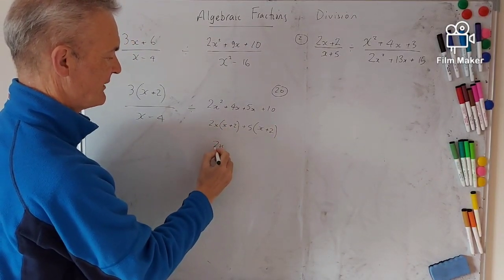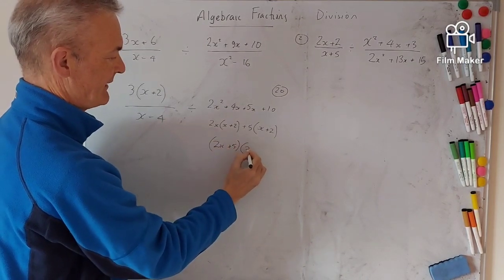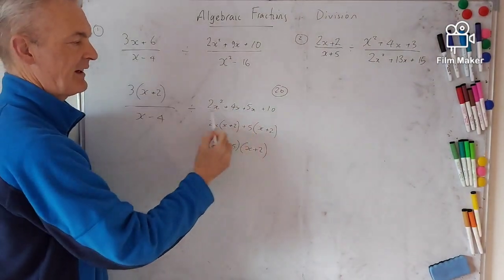So this is going to work out at (2x + 5)(x + 2). So we factorize that.